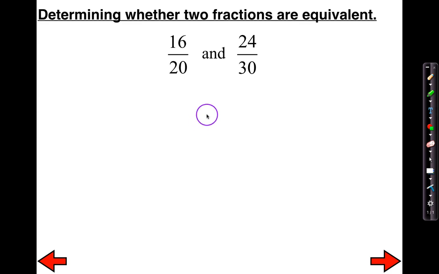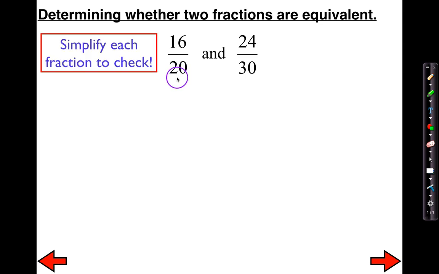So now it says determining whether two fractions are equivalent. Like I said earlier, the best way to do that is to simplify it as much as you can to see if they are equal. If they are equal, then you know they are equivalent. If they are not, then they are not. So here, 16 over 20, I'm noticing a factor that can divide both of them is a 4. So I'm going to divide both the numerator and denominator by 4. 16 divided by 4 is 4. 20 divided by 4 is 5. So we end up with 4/5.